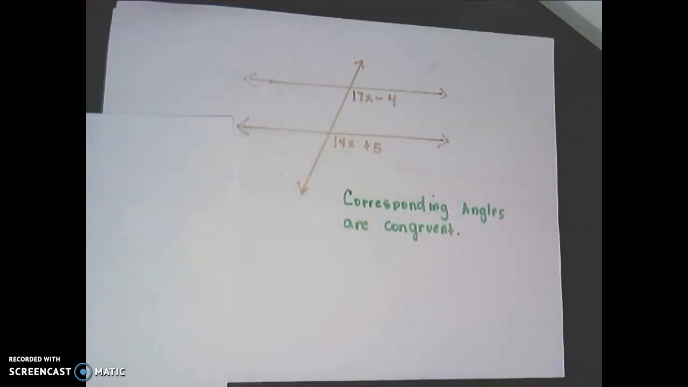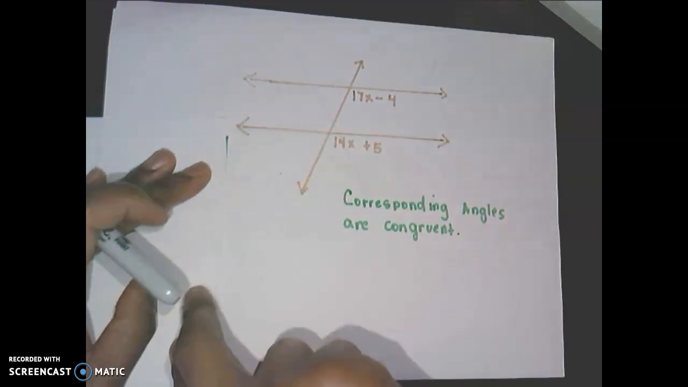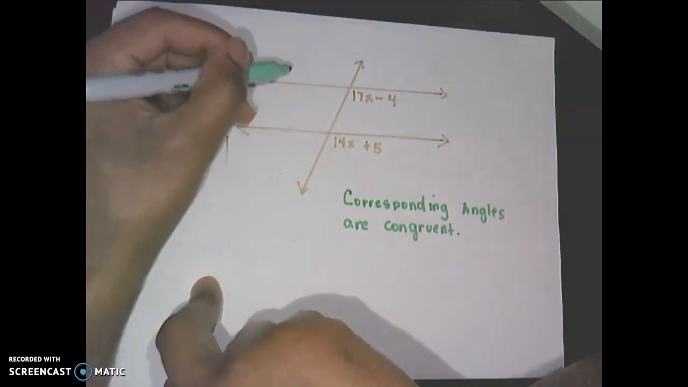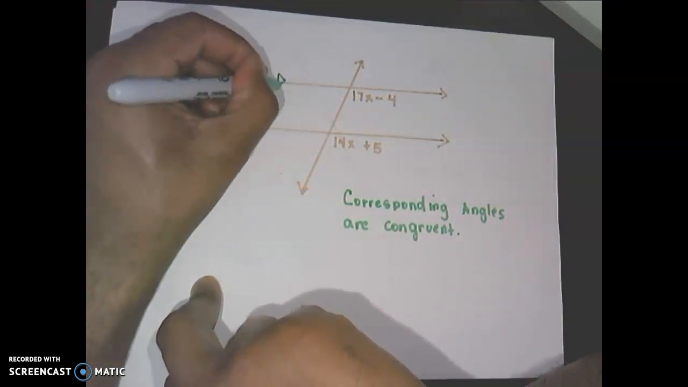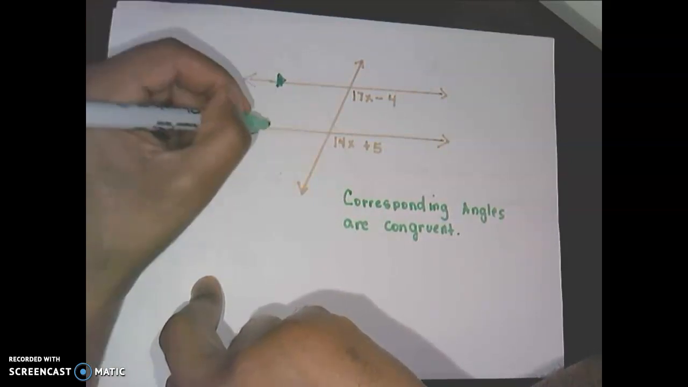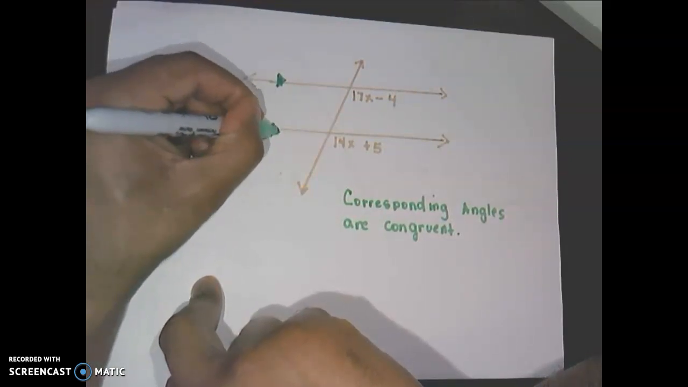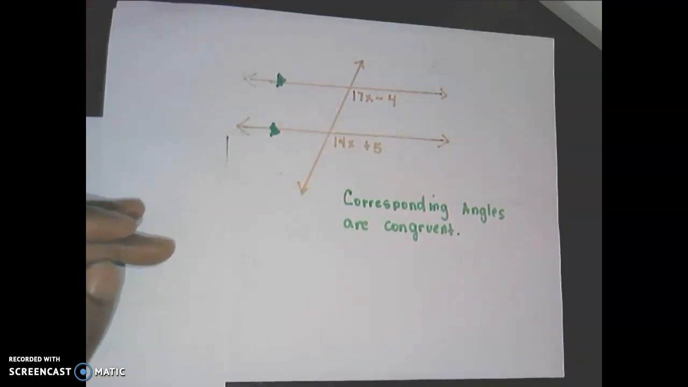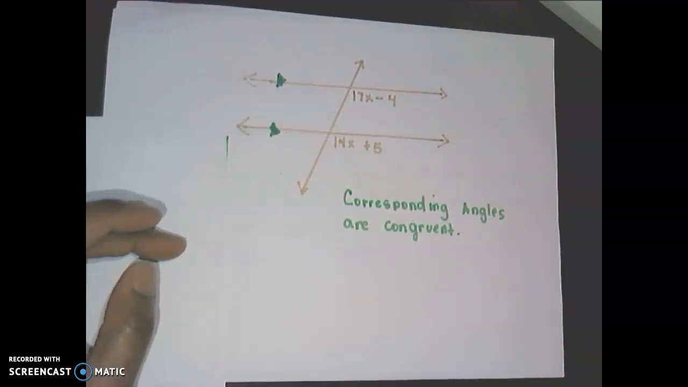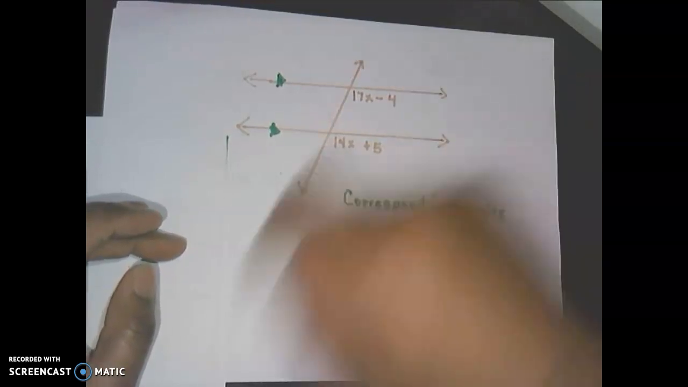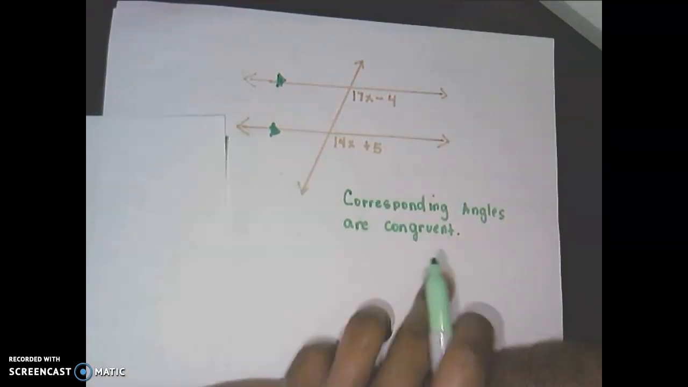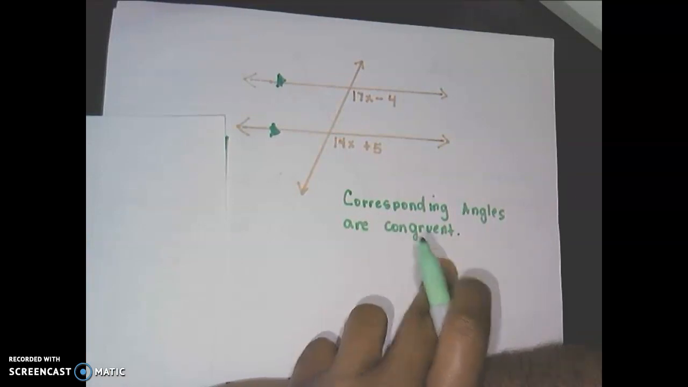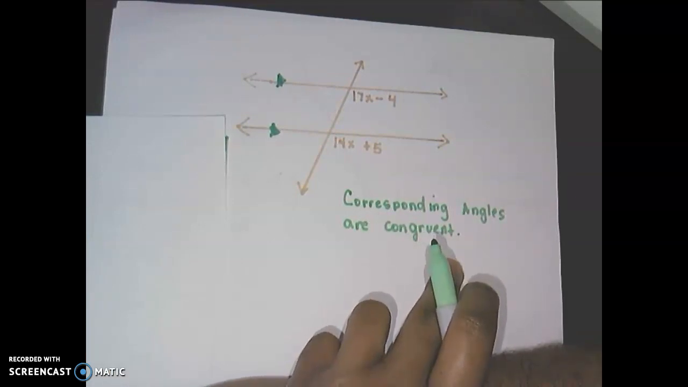So the next example, we actually have corresponding angles. I didn't put the arrowheads on here, so let me go ahead and do that, because the lines do have to be parallel in order to use these properties that we're using. So these two lines are parallel to each other, and they're cut by this transversal line. And so we know that our corresponding angles are going to be congruent as well.